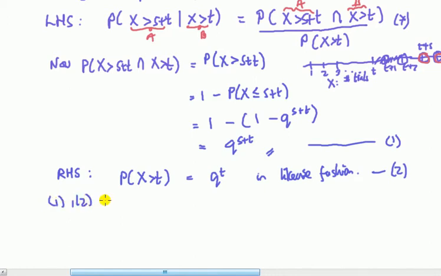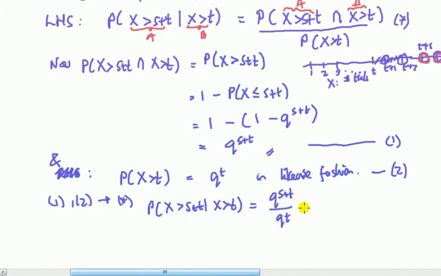So we just say 1 and 2. We substitute that now into star. Oh, hang on, sorry, that's not the right hand side. That's the bottom bit of star, and I should say that. So 1 and 2 into star. Now I've got the top bit and the bottom bit. So you can see that the probability of x bigger than s plus t, given that x is bigger than t, is equal to q to the s plus t over q to the t, which is q to the s.